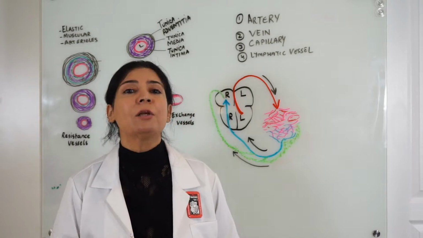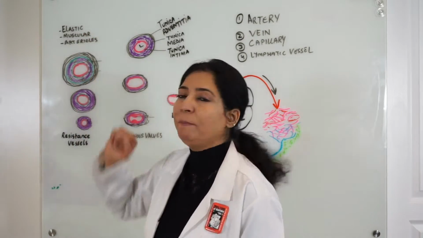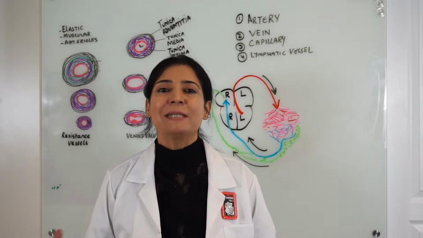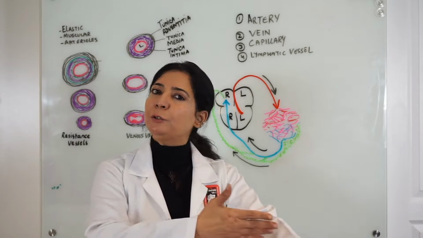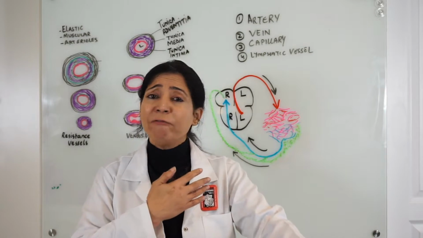Then we have the muscular arteries, the second type, or the medium-sized arteries. These medium-sized arteries are basically penetrating through the compartments of muscles.